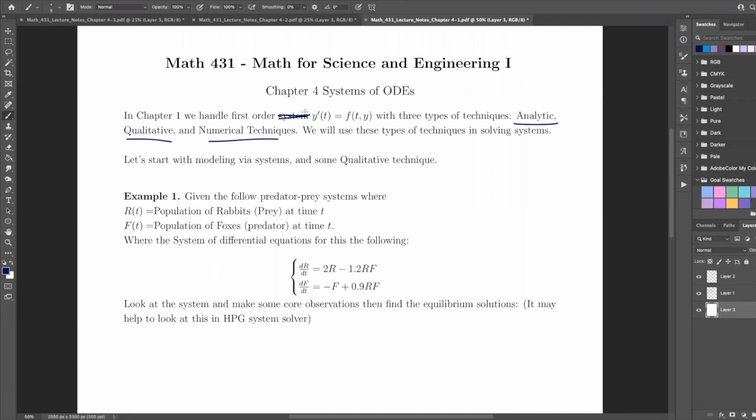So now we're going to start modeling a system. We're going to start with some qualitative techniques. Qualitative doesn't always mean graphing it. Sometimes it means just finding out information, right?